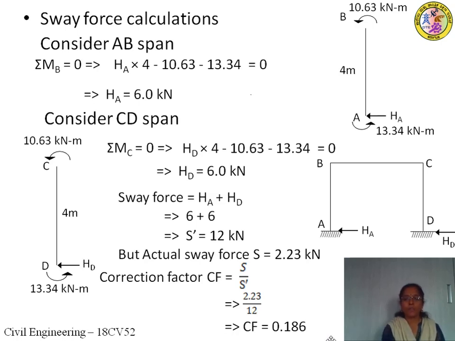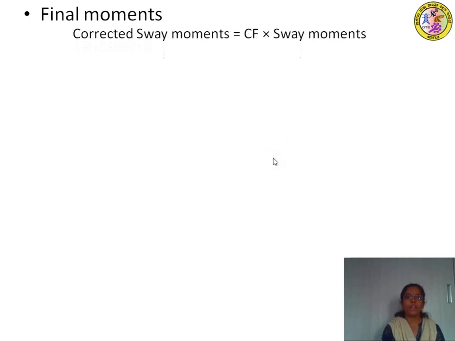So therefore it need not be constant for a single problem, it can vary, but ultimately the final moments have to be the same for everyone, okay. So this is the correction factor to be applied. So how to apply this correction factor to get the final moments? Okay, so the corrected sway moments are obtained by multiplying this correction factor with the sway moments whatever we have obtained in part B, okay.